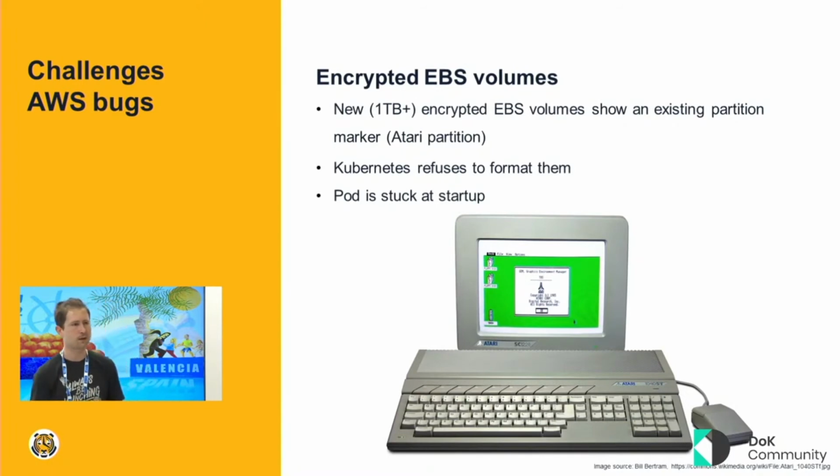We run our services on AWS, and we came across a problem when we tried to provide customers large volumes, those that are 1 terabyte and more. We found out that AWS did not deliver those volumes with random data. It delivered something that looked like an already partition table. Partition table from Atari. This is Atari. You probably need hundreds of them to run every Kubernetes microservice. However, Kubernetes refused to format them, and the pod was stuck at startup.